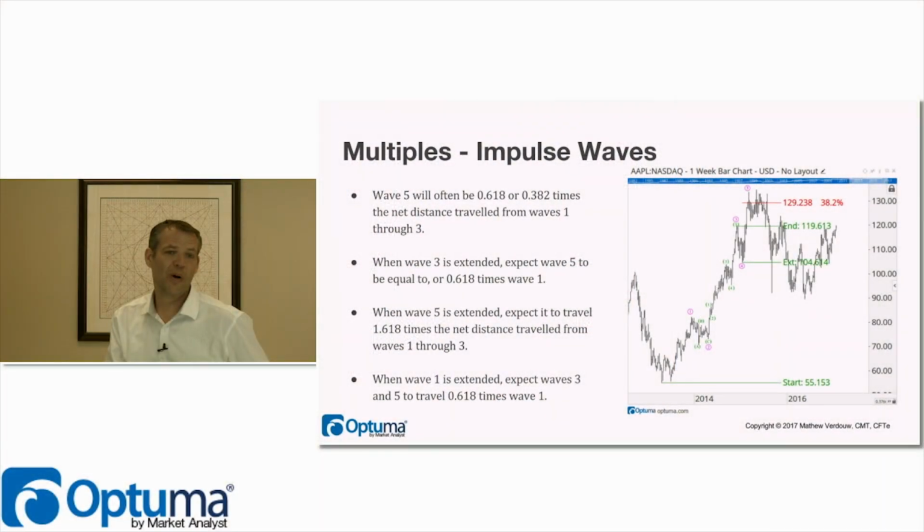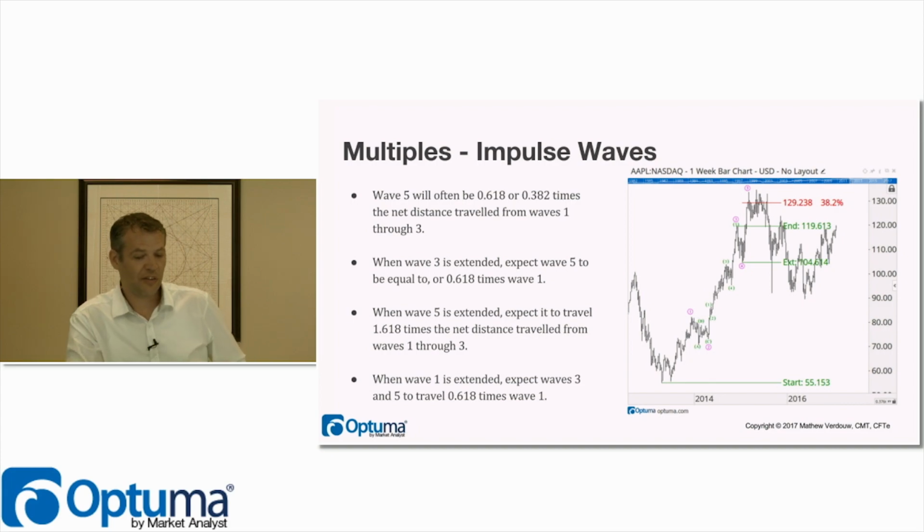Most people try and find wave 3, but once you've only got 1 and 2, trying to identify 3 that early is really difficult, and that's why they would trade wave 5. If wave 5 is extended, you can expect it to travel 1.618 times the distance from wave 1 to 3. So again, it's just looking at that and having multiple targets there for wave 5.